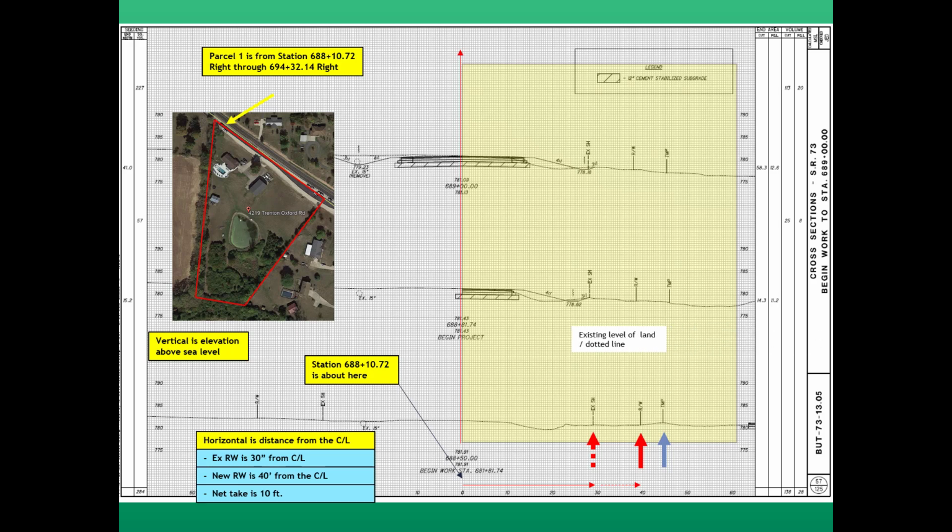The existing level of the land is shown by a dotted line. I've got a red directional arrow showing you that. And what is proposed to happen with the project is going to be shown by a solid line. And so I've shown you that. Since the proposed line is over the existing level of the land, we know that we're bringing in fill into this area. And on highway station 689 plus 00, it's not much different than the previous station, which was 688 plus 81.74.